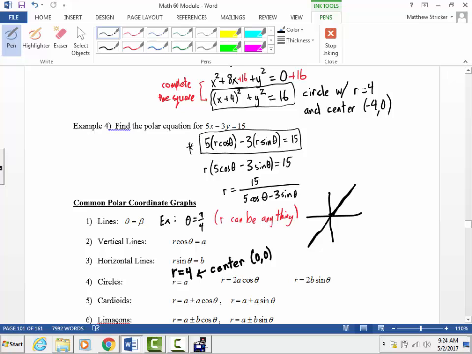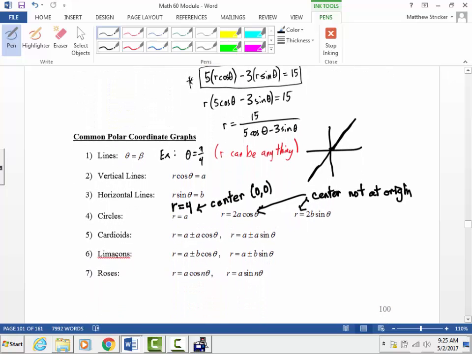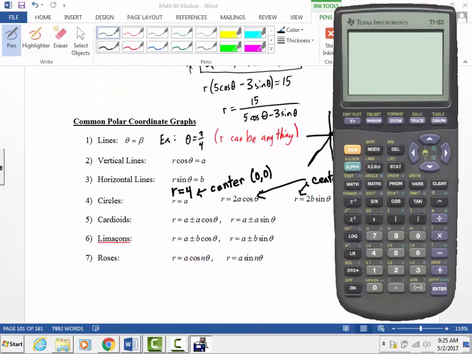But what did we learn about these other types? Is the center, like that one we did up above in example 3, is the center at 0, 0? No. So the center is not at the origin. And then there's all kinds of different other shapes. Let's get an idea for what these other things look like.